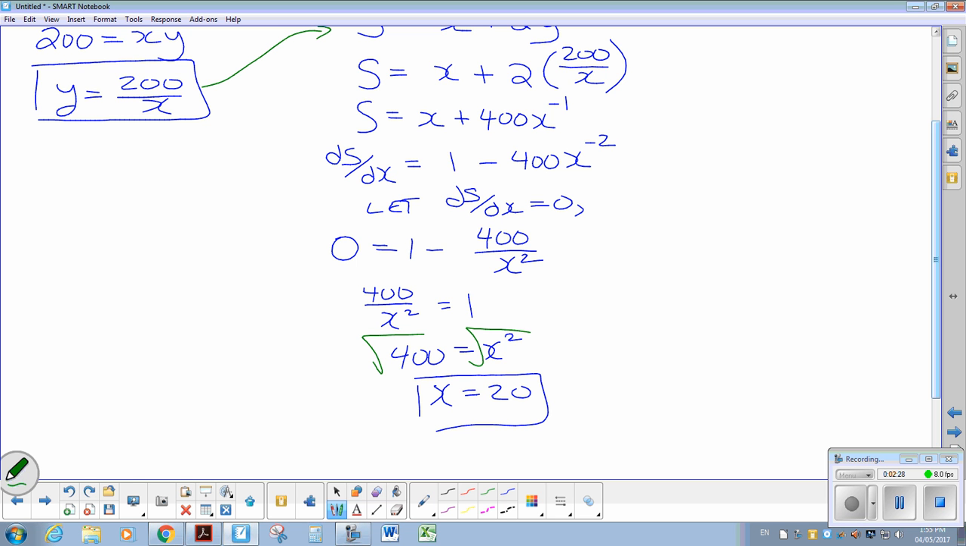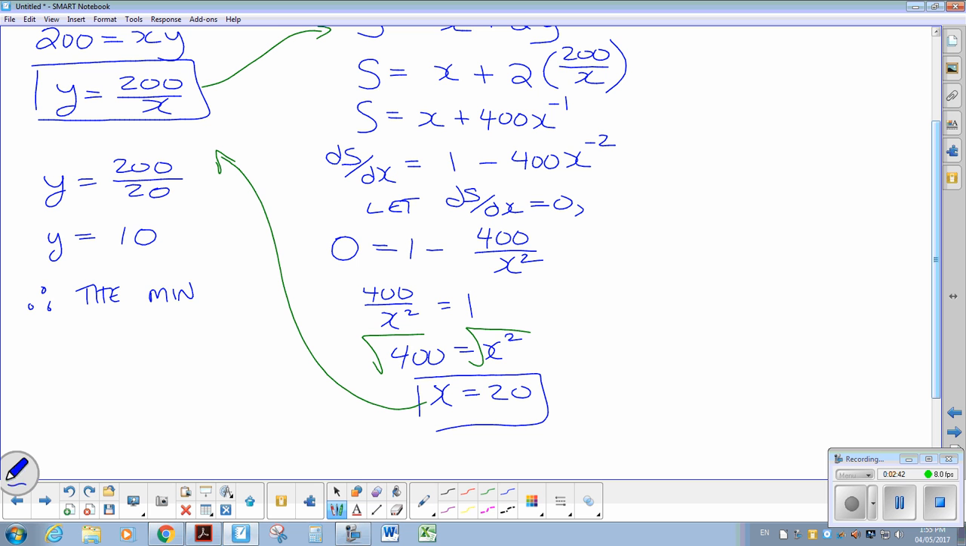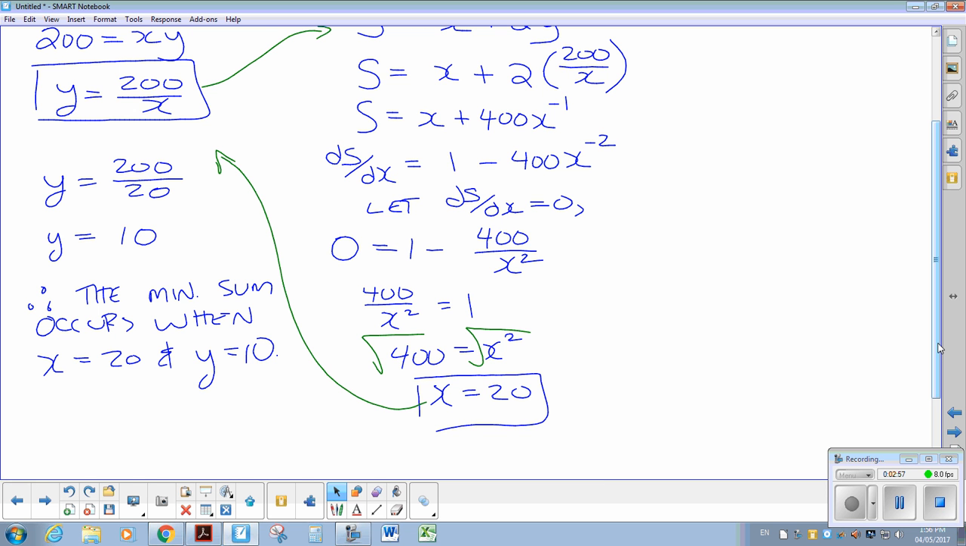Taking that information and plugging it back into my constraint equation, y equals 200 over 20, which means y would equal 10. So therefore, the minimal sum occurs when x equals 20 and y equals 10. So that optimized, or that resulted in the minimal sum for that particular combination.